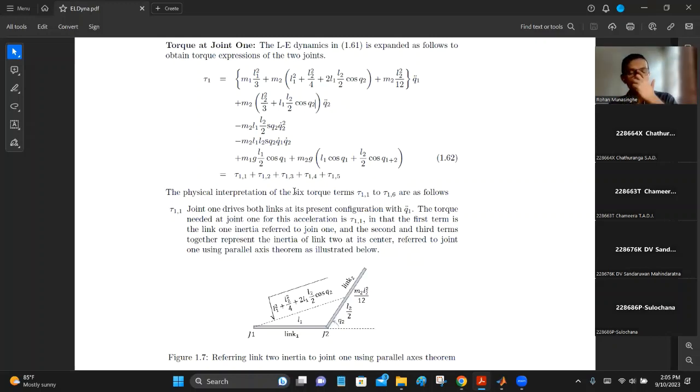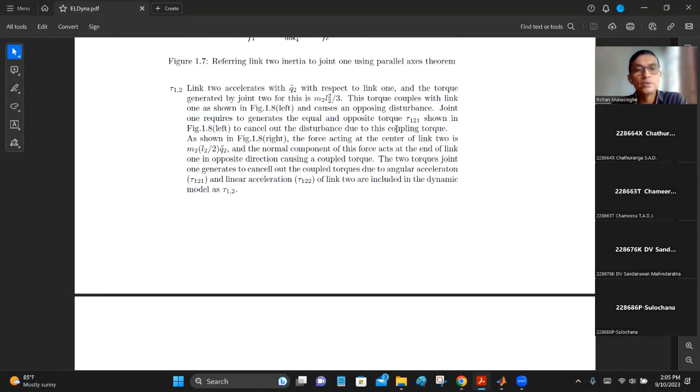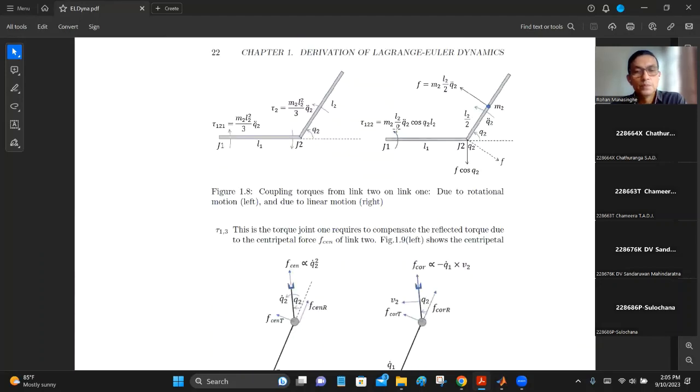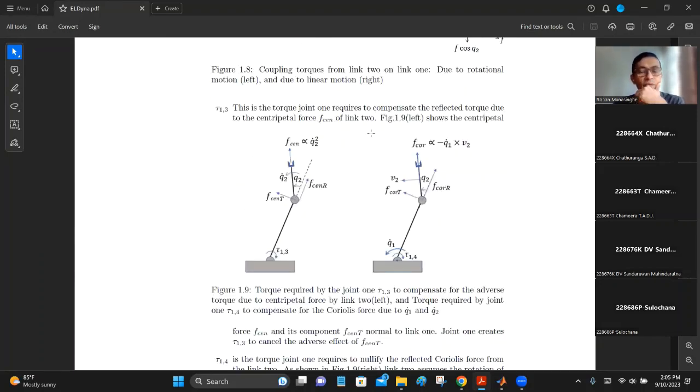Let's walk through the rest. And the next thing is tau 1, 3. That is this component. So what is that? Let's find it out. Tau 1, 3, further down. For that, look at these two diagrams. This is the torque joint 1 requires to compensate the reflected torque due to the centripetal force, Fsen. You can see it over here, the centripetal force of link 2.